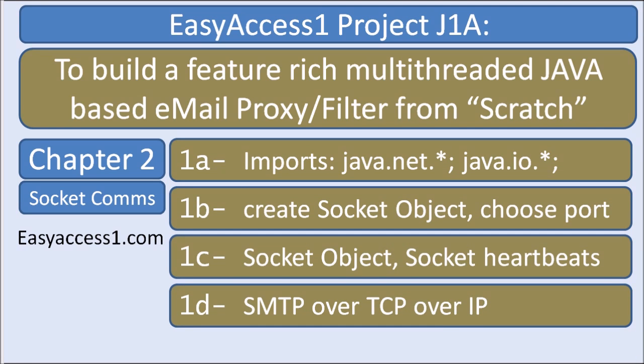In order for us to effectively do Java socket communications, we're going to have to load two packages, java.net.* and java.io.*. I will explain how loading works and when we'll load them. Secondly, we'll create a socket object and we will choose a port. Then we will go over the types of strategies to extract information out of the socket object. And finally, we will begin a brief discussion of SMTP over TCP, which rides over IP.